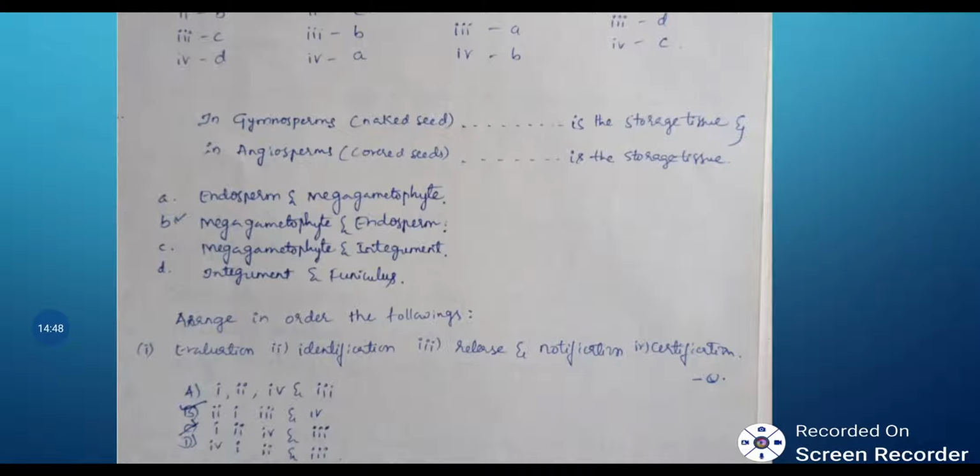Megagametophyte is the storage tissue in gymnosperms, and if it is asked in angiosperms, that is, coated seeds, here endosperm is the storage tissue.